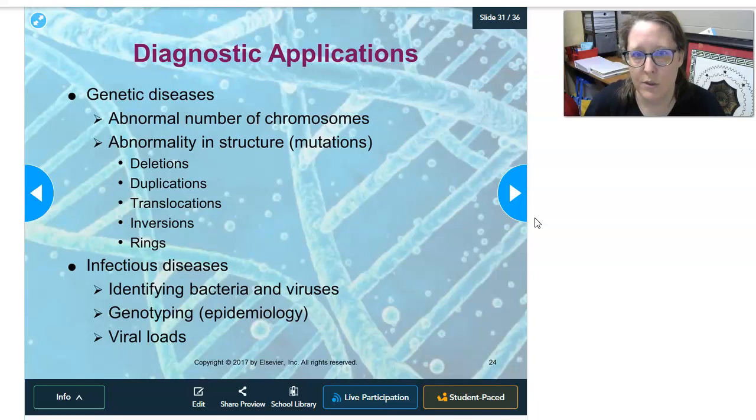You can also use molecular diagnostics to measure viral loads. The biggest application for viral loads is going to be in HIV testing for HIV positive individuals, to check what their viral load is, how much of the HIV virus they have. So anyway, that's all the diagnostic applications.